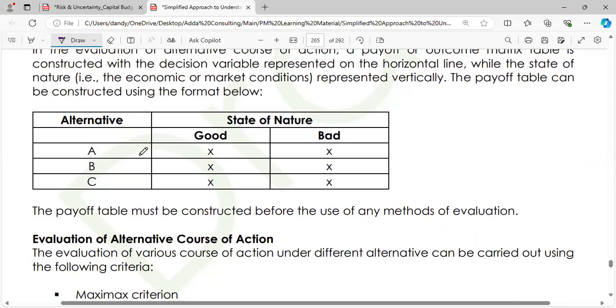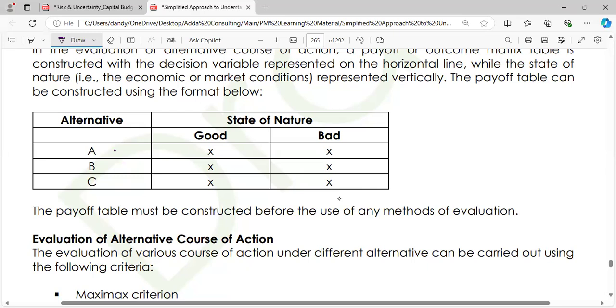You have to. So on the vertical axis is where you have your decision variable. Your decision variable is the available alternative where you want to make a choice. Say, for example, you want to make a choice between whether to invest in product A or product B or product C. So you want to make a choice. That is where you have the alternative courses of action. That's where the alternatives lie.